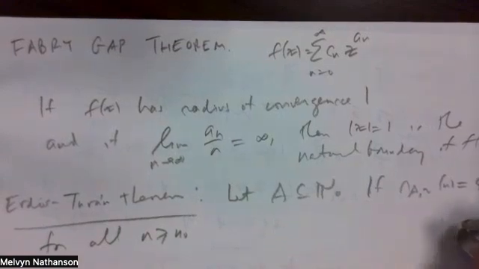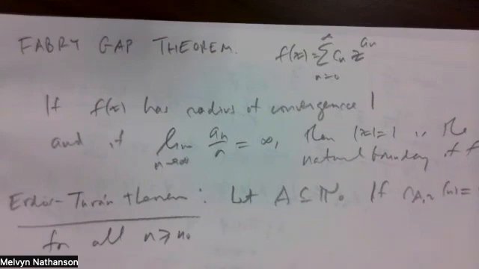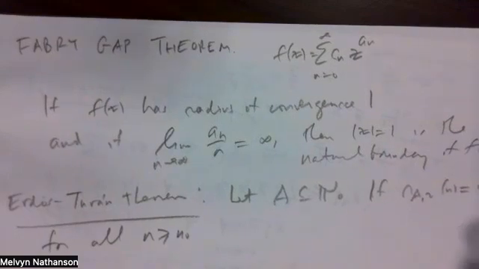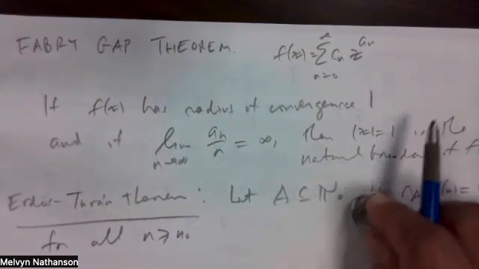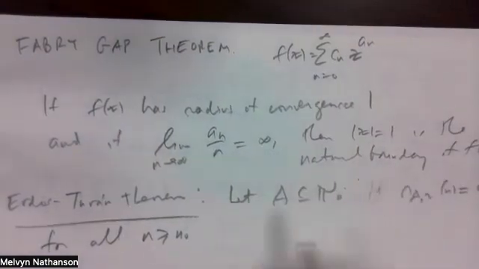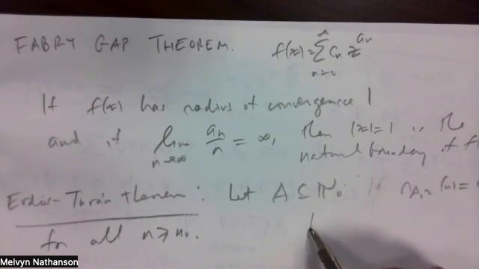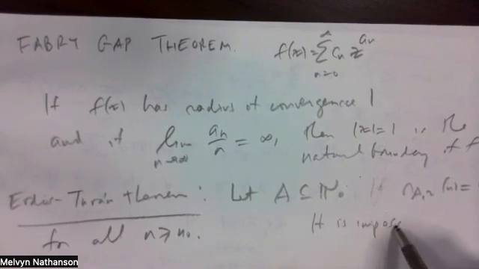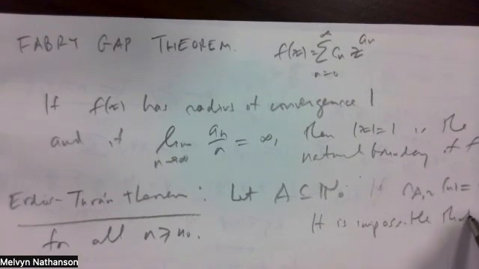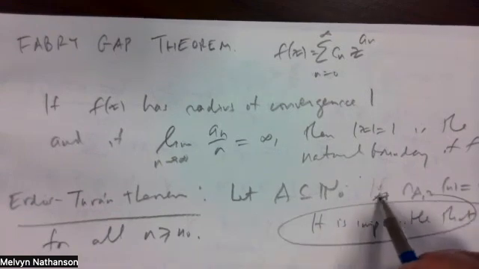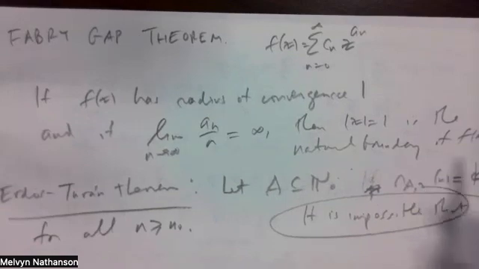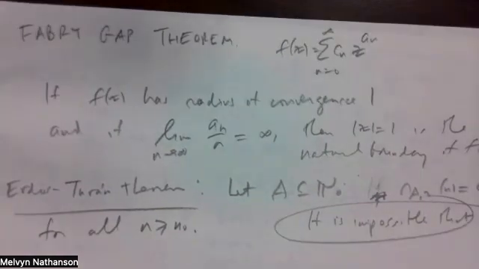The statement is, this can't happen. So let me just write it as follows, so I don't have to erase too much. Let A be a set of non-negative integers. It is impossible that the representation function is bounded for all sufficiently large n.